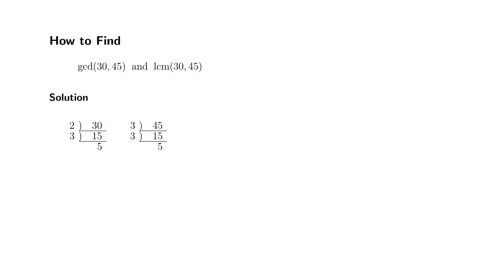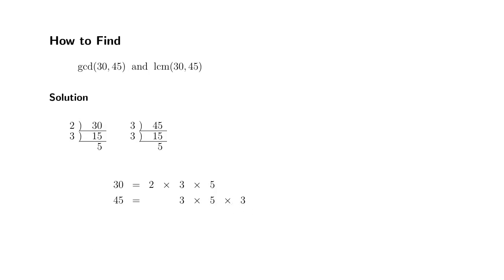So I'm going to write 30 as 2 times 3 times 5. I just write it out. Right? I'm going to write 45 as 3 times 3 times 5. But I'm going to put it in this order, 3 times 5 times 3, so that I can line up the common prime factors together. Then you have another 3, so I put it in another column.